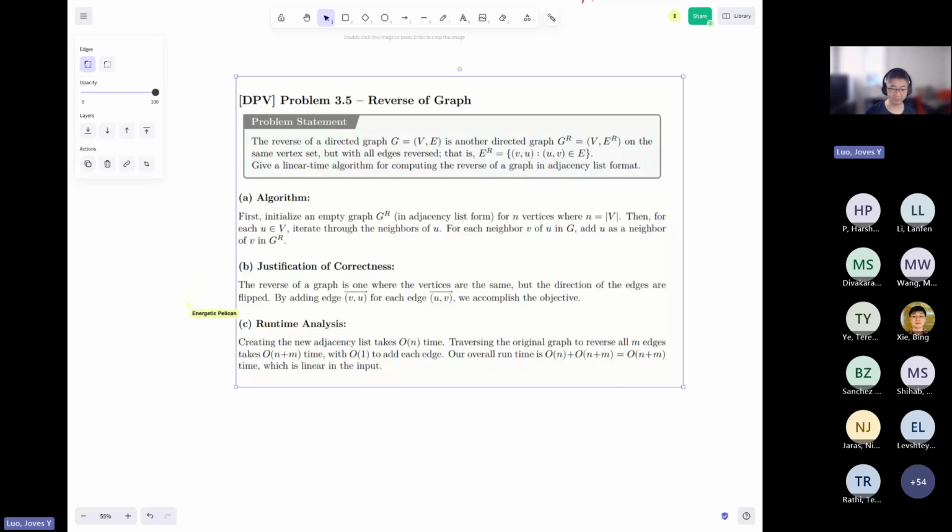Creating new adjacencies is O of n, going through the original graph with m edges is O of n plus m, adding each edge is O of 1 because it's a linked list, and then our overall runtime is O of n, which is the initial declaration of the adjacency list, and then O of n plus m to go through all the edges to add those edges back, and so it's O of n plus m, which will be considered to be linear. Any questions about how to reverse a graph?